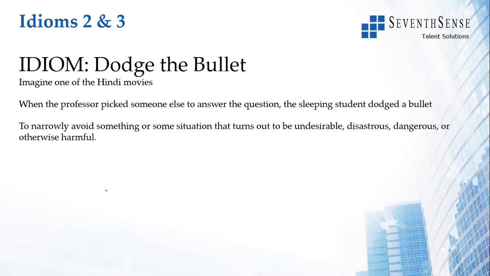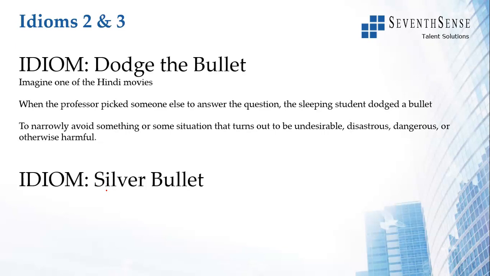So what is it? To narrowly avoid something or some situation that turns to be dangerous or harmful. So both in the Hindi movie as well as the sleeping student, dodging a bullet means escaping or narrowly escaping something that is not preferred, undesirable, dangerous or harmful. When you get dodged a bullet, remember the hero and remember the sleeping student.